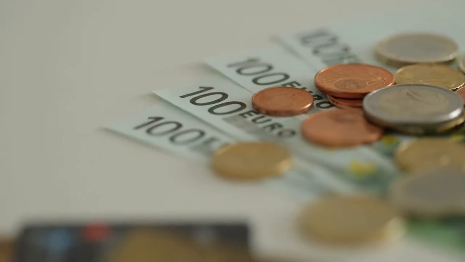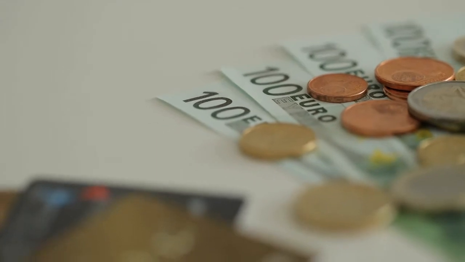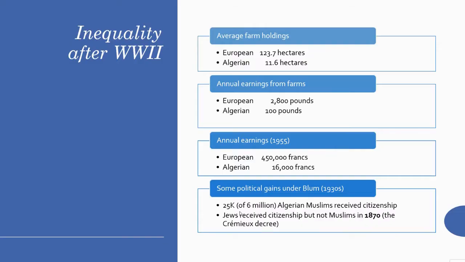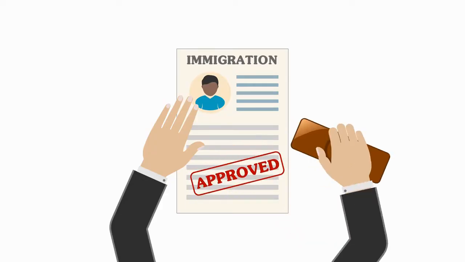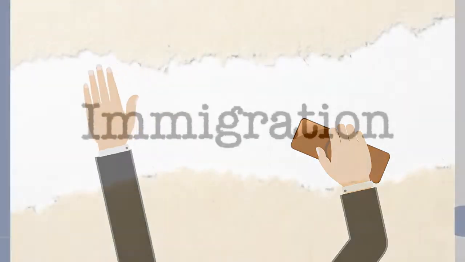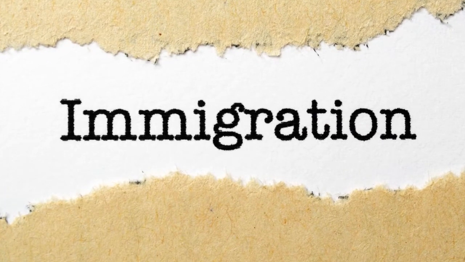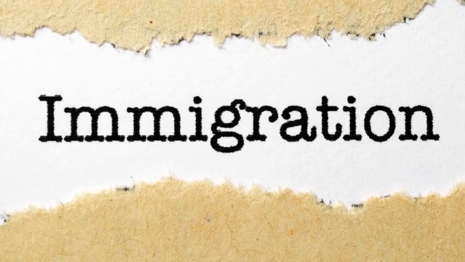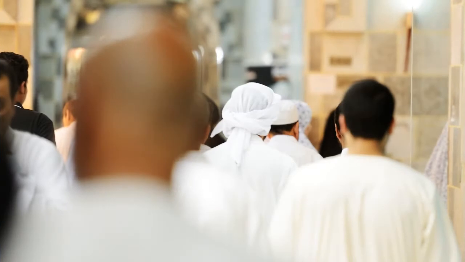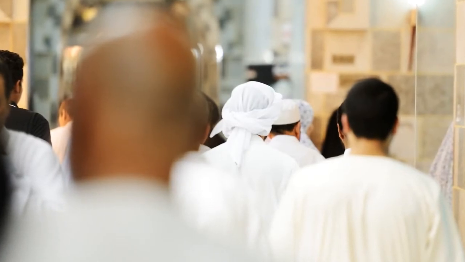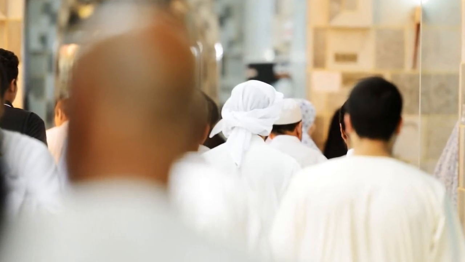Now, some political gains came under Blum in the 1930s. 25,000 of 6 million Algerian Muslims received citizenship, and Jews received citizenship, but not Muslims, in 1870. That came as a specific decree, but of course, that's going to cause some hostilities, as others are going to be like, why do we not get our citizenship?